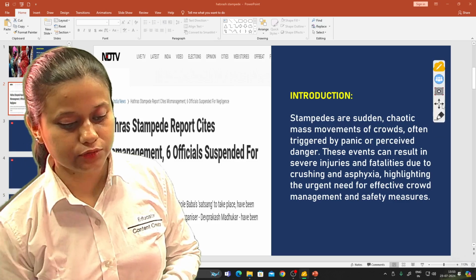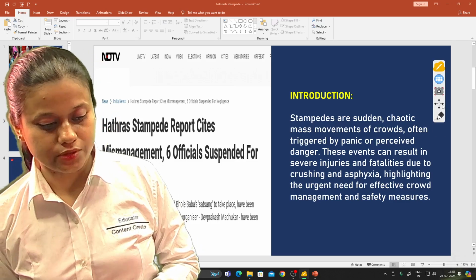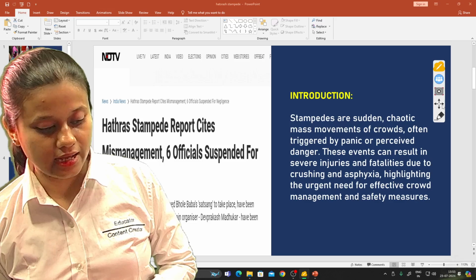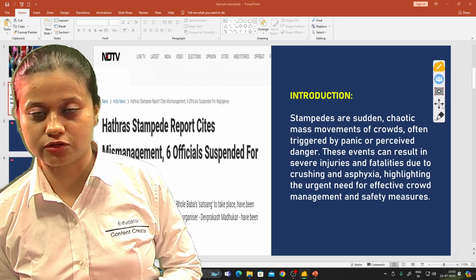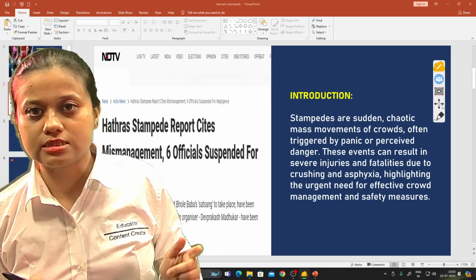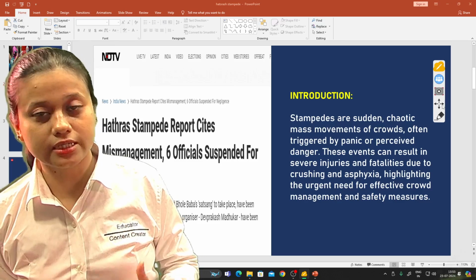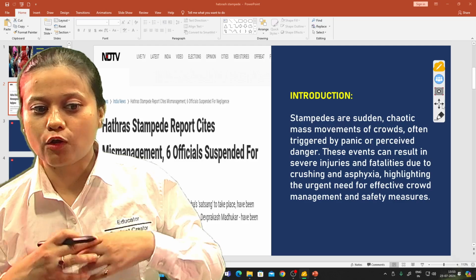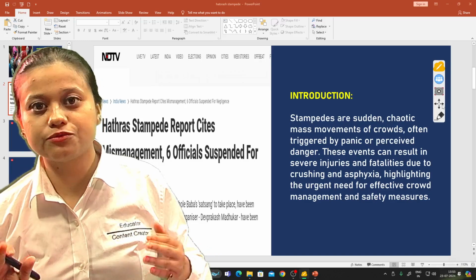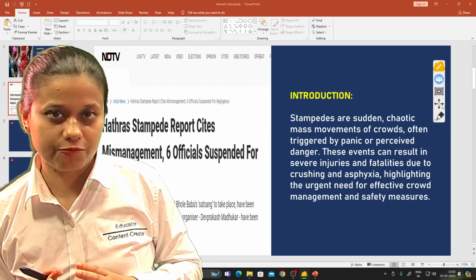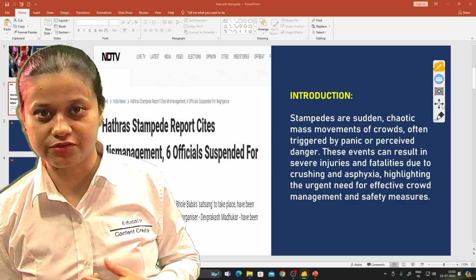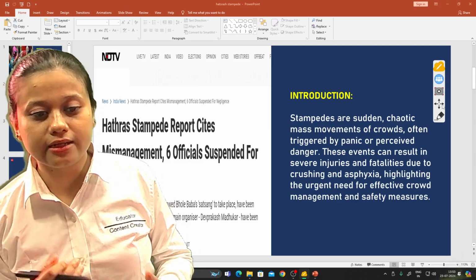Now stampedes are sudden chaotic mass movements of crowds, often triggered by panic or perceived danger. These events can result in severe injuries and fatalities due to crushing and asphyxia, highlighting the urgent need for effective crowd management and safety measures. Recently, in the city of Ahmedabad, a certain post for a hotel was open, and a lot of students crowded inside and destroyed the entire reception because of so much movement of people. Nobody knew what to do. Even the management didn't expect so many students to come for the interview. So sometimes it happens, and we always need to be ready for these kinds of situations.